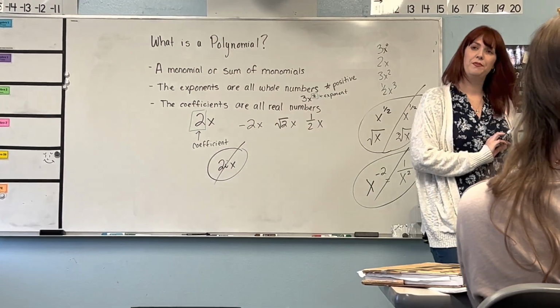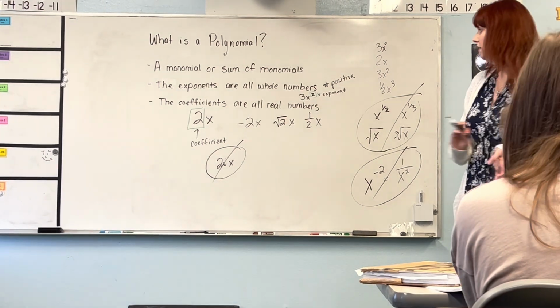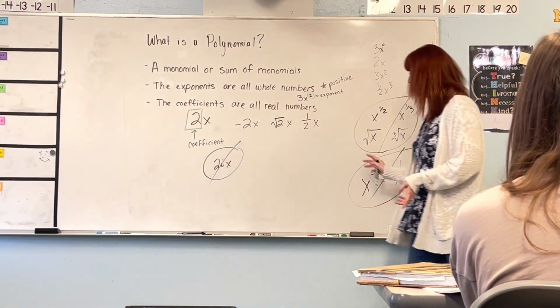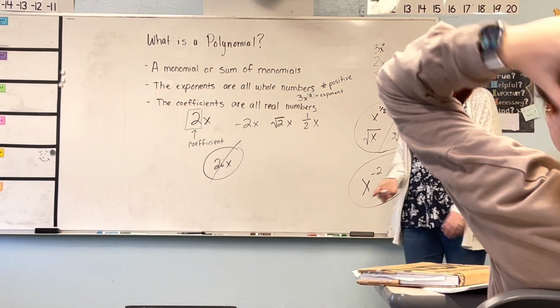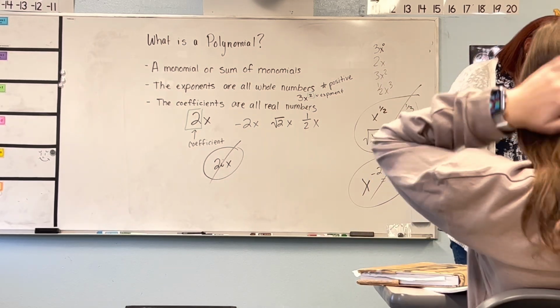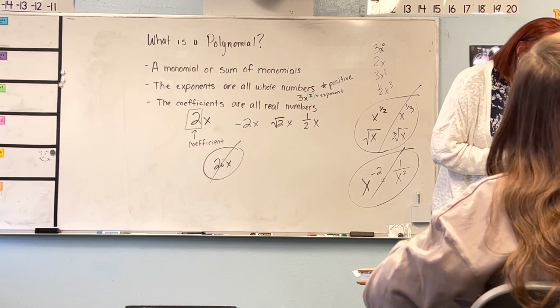So it can't be an i or a negative exponent? The coefficient can't be an i. The exponent can't be negative or a fraction or anything weird, just a regular old number for it to be in the polynomial category.